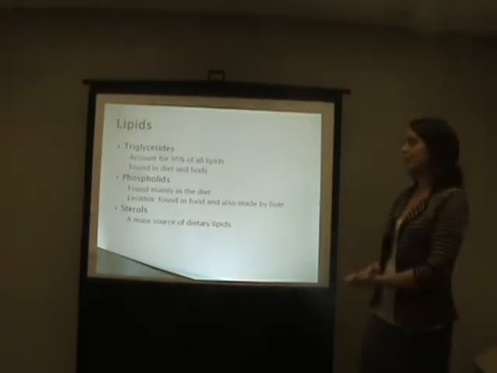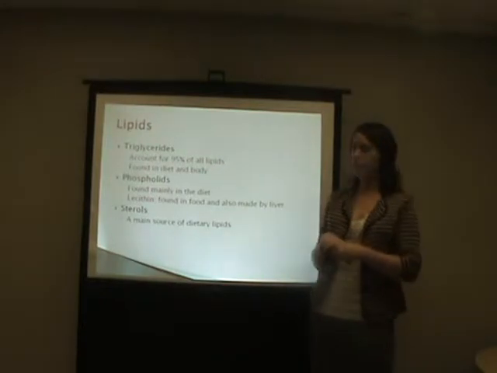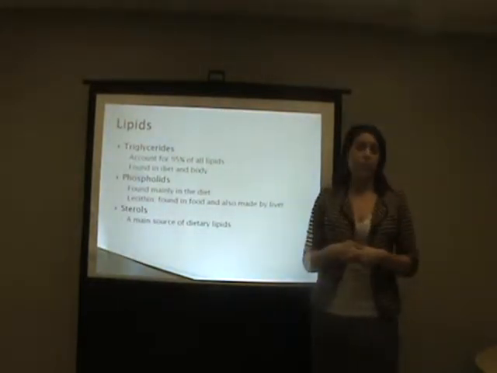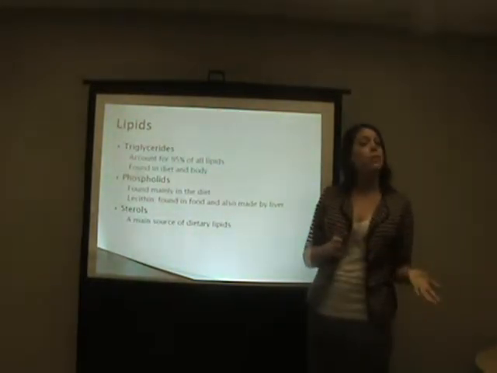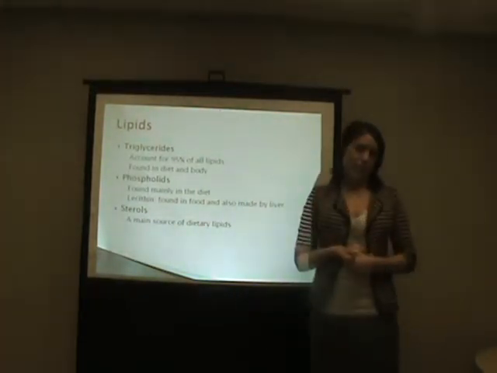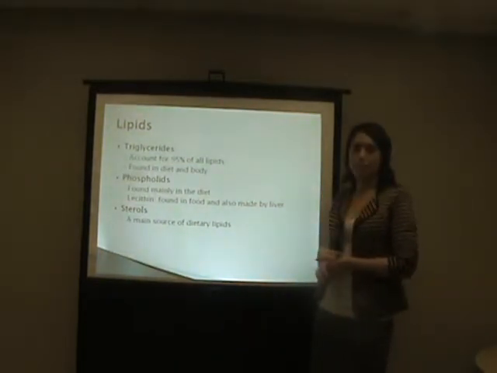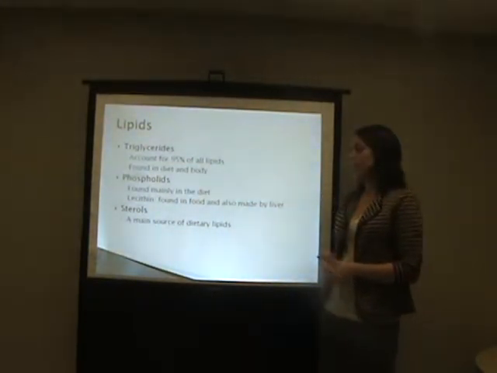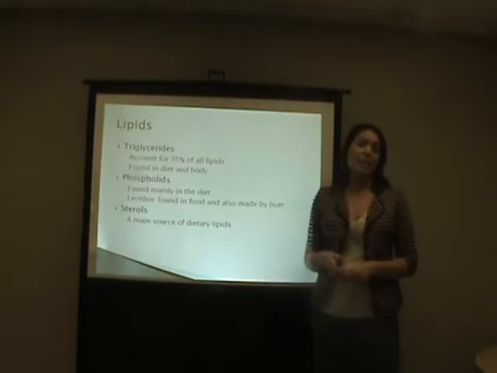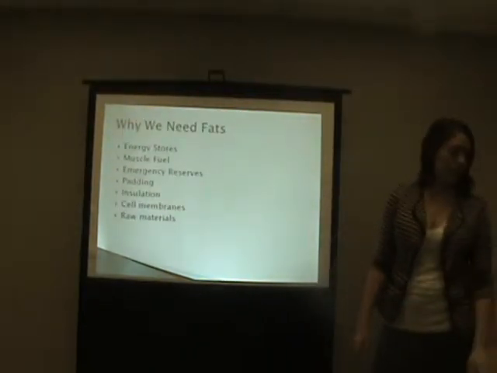So there's 3 main types of lipids. We have triglycerides. This is the main source of lipids. They account for about 95% of all of our lipids, and they're usually found in both the diet and the body. Whereas the phospholipids are really only found in the diet. We do make some phospholipids, the lecithin, which can be made by the liver. And then we have sterols, which is the main source of dietary lipids, and we'll see those with cholesterol. We'll talk about that a little bit later.